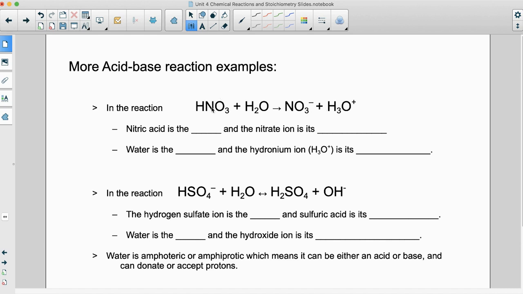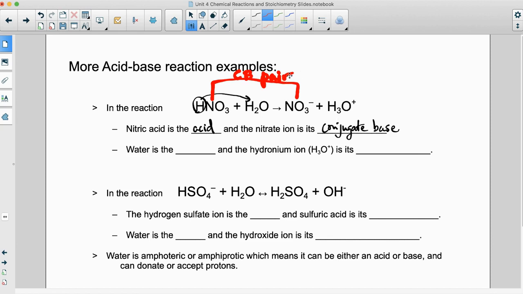So looking at a couple examples, we can see here nitric acid. If we look at what it becomes, NO3 minus. It transfers a proton, it donates a proton to H2O. So nitric acid is the acid, the Bronsted-Lowry acid, and the nitrate ion is its conjugate base. So these two right over here, the HNO3 and NO3 minus, are a conjugate base pair.